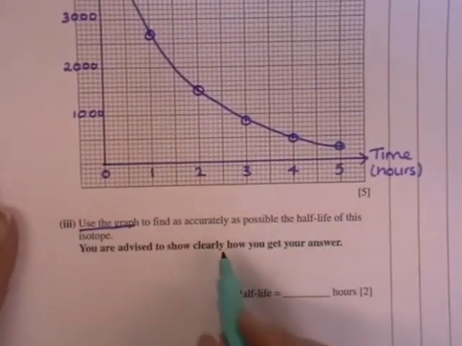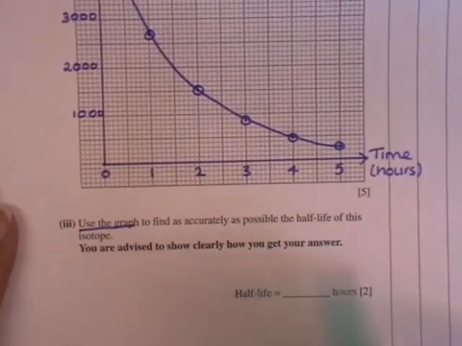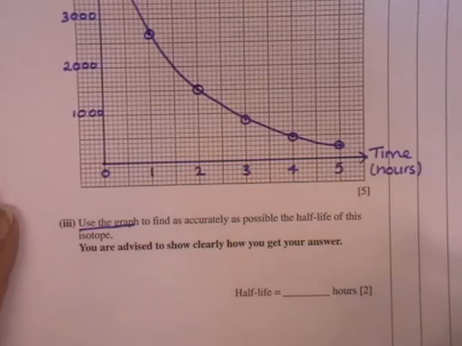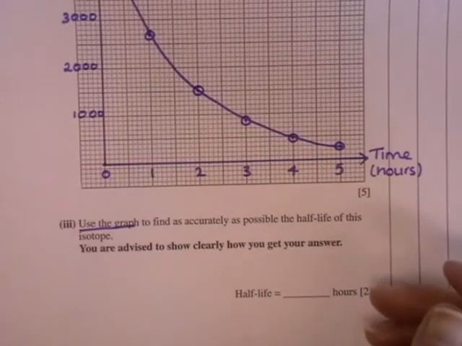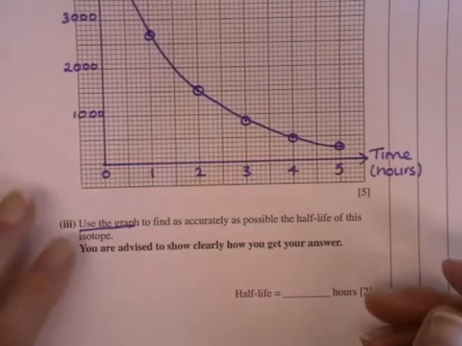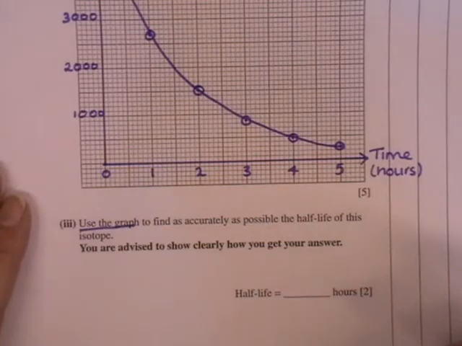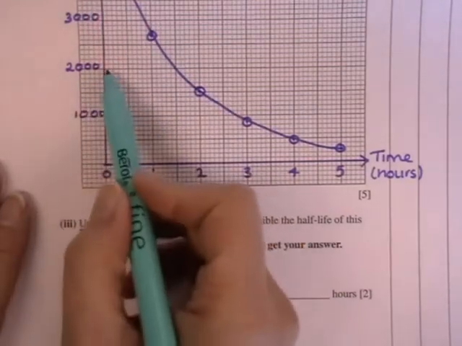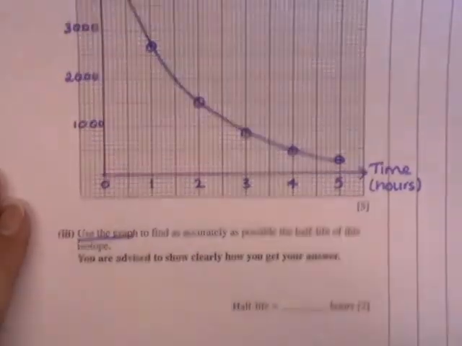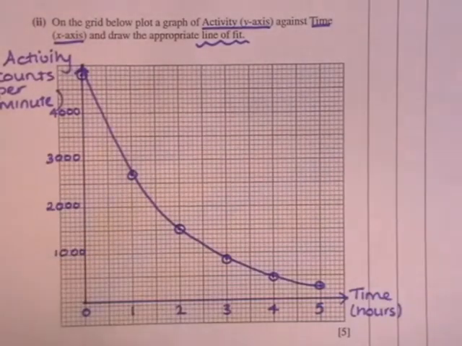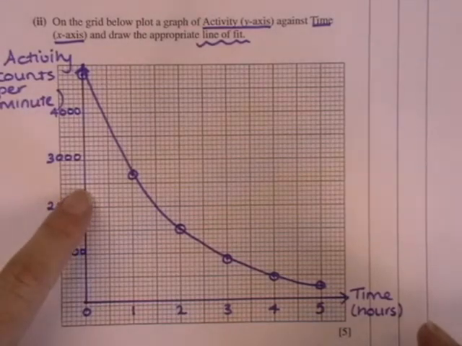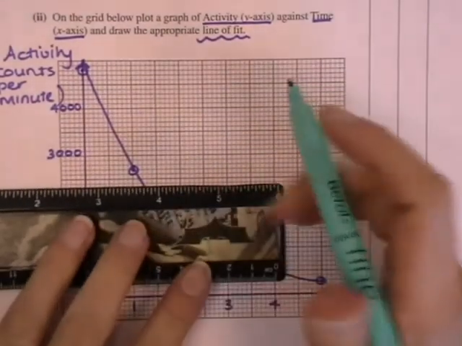Now it says use the graph to find as accurately as possible the half-life of this isotope. Let's remind ourselves what half-life is. The half-life is the time it takes for the activity to drop to half its original value. So the easiest one probably to use, I think, is going from 4,000 to 2,000. You could of course go from 4,800, which is your original, to 2,400 and read it off. Perhaps that might be easier.